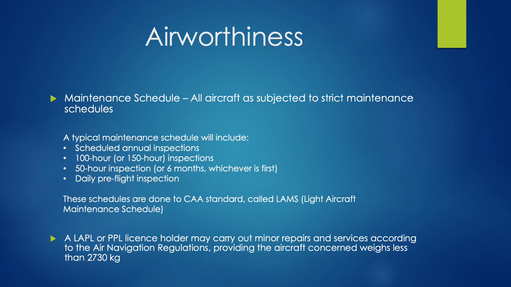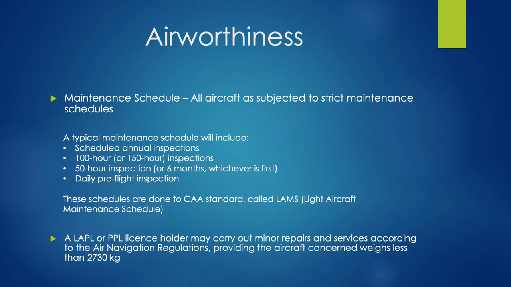A 50-hour inspection, or 6 months, whichever's first. So if it flies 50 hours, then it will have an inspection. But if 6 months comes before that, so we haven't flown 50 hours within 6 months, it will go into a 6-month inspection. And then obviously daily pre-flight inspections to check the condition of the aircraft. So you can see that aircraft are subjected to a lot of maintenance to make sure of their airworthiness at all times and pick up any defects quickly before they progress into something more serious.